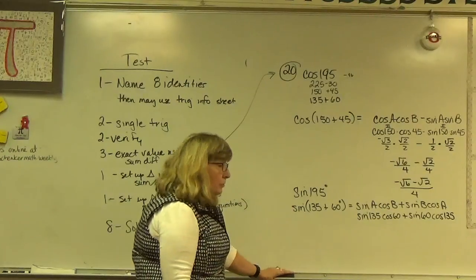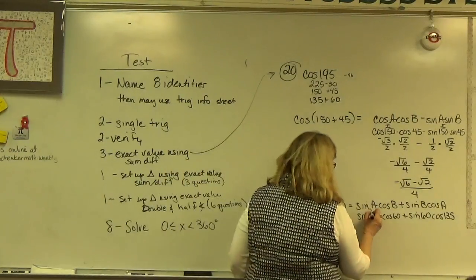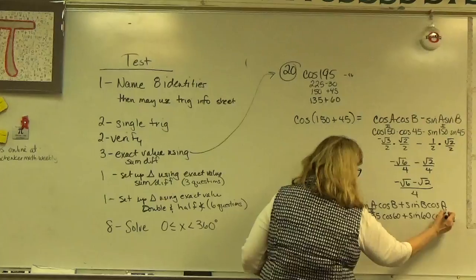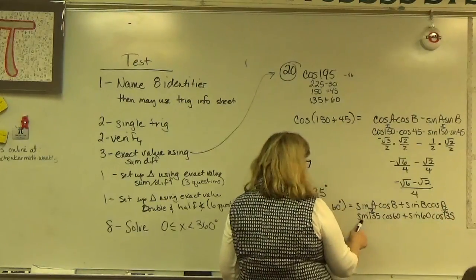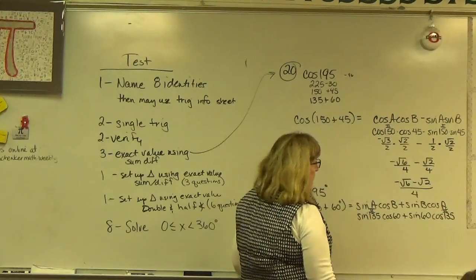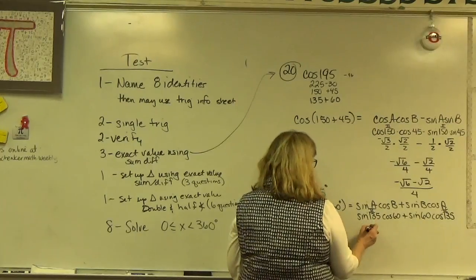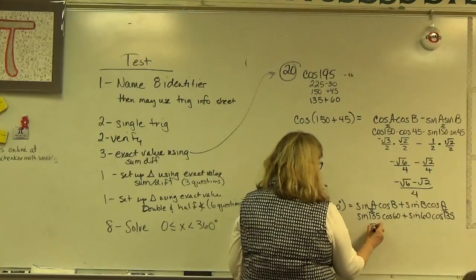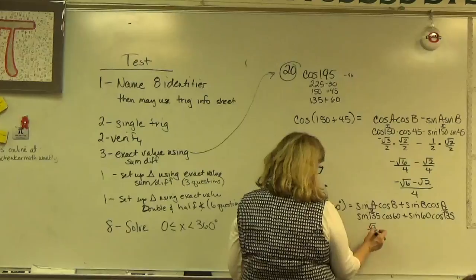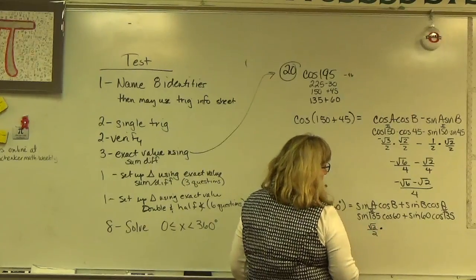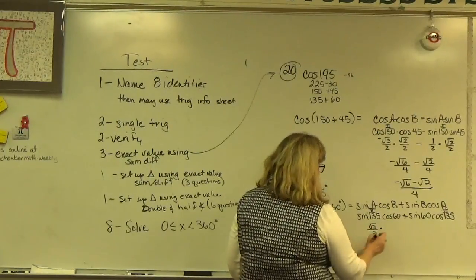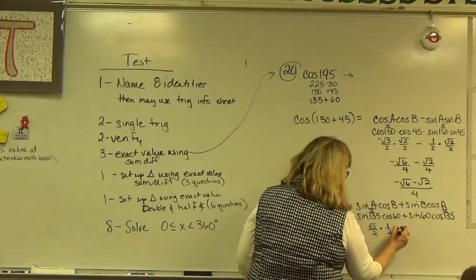Now, we got second quadrant again, don't we? So that means you have to worry about positives or negatives in the second quadrant. What's the sine of 135? Sine of 135 is square root of 2 over 2, and it's in the second quadrant, so sine's positive. What's the cosine of 60? And it's first quadrant, so I don't have to worry about it.